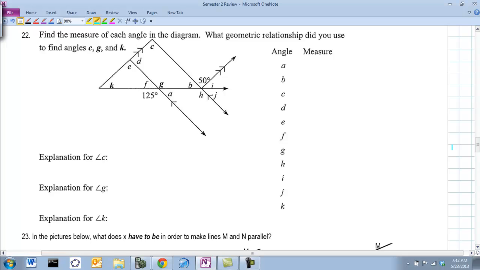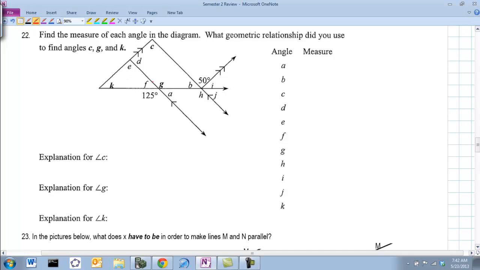Okay, 22 has a complex looking diagram, which can be overwhelming to some students. They look at that and all those angles and they just kind of panic a little bit. A couple of the things that I'm just looking at and seeing, there's a little triangle using K, E, and F. There's a bigger triangle using K, C, and B.